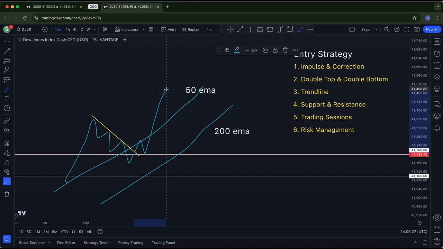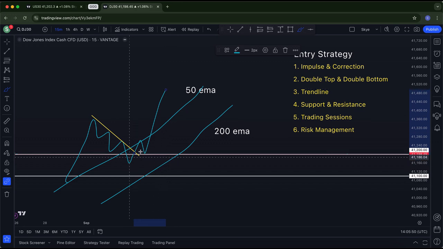So the same thing applies with a downtrend. Once you understand this one, it's the same thing for a downtrend. But I think I've explained impulse, double top, trend line, support and resistance. Okay, the last thing in this before we go into risk management is trading session.